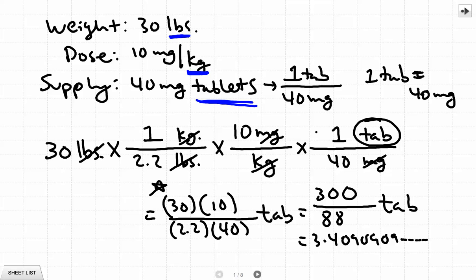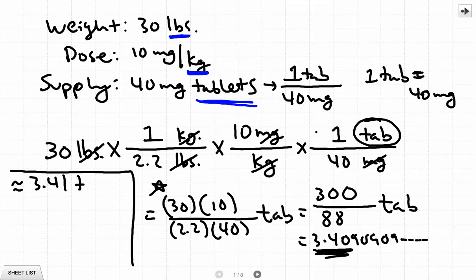Now, typically, we round these to the nearest half a tablet. So what we're going to do is basically look at the first few numbers here in the expression. And if I were to round this, this would round to approximately 3.41 tablets. Now, of course, you can't give 0.41 tablets. It's impossible to split a tablet into 41/100ths. So this is why we go with the nearest half a tablet.